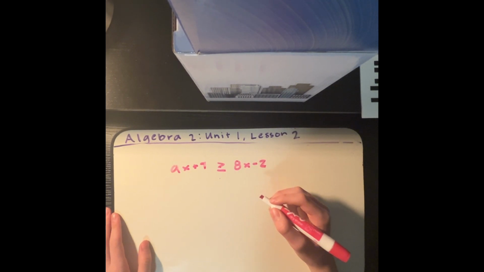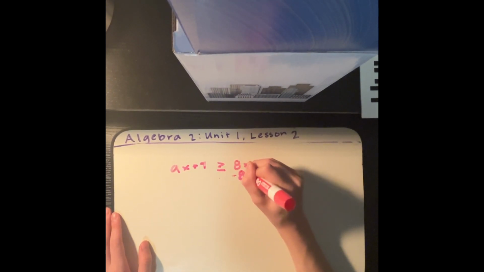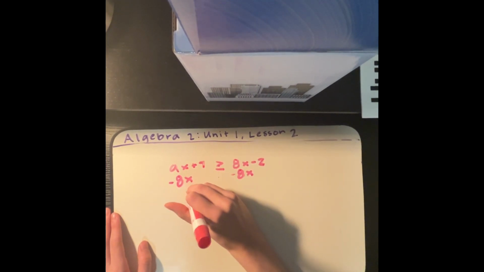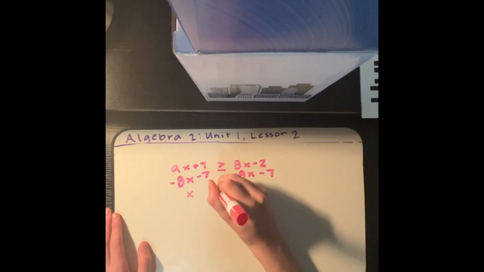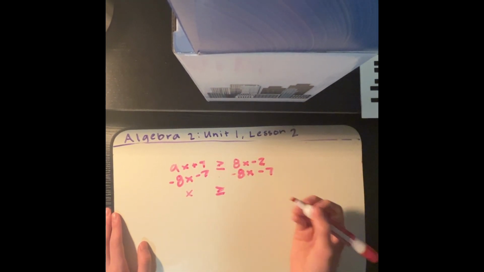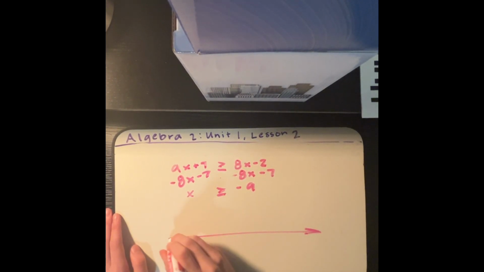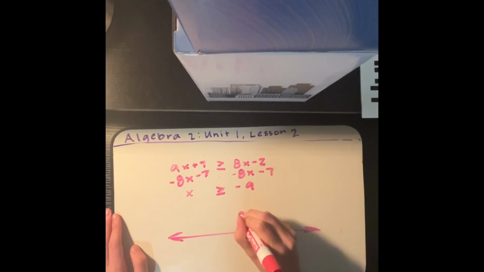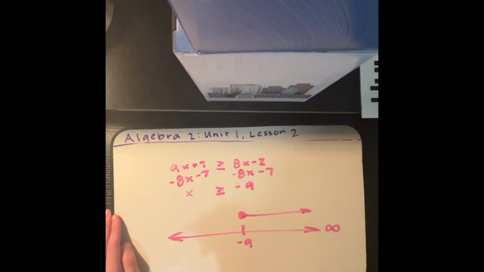So we're going to solve this just like an equation. Let's subtract 8x from both sides to balance it out. So this is going to give us x plus 7, and then subtract 7 on both sides to balance it out. Bring the sign down, -9. So x is going to be greater than or equal to -9. So if we graph this, we're going to have our -9 right here, and a closed circle going on to infinity.